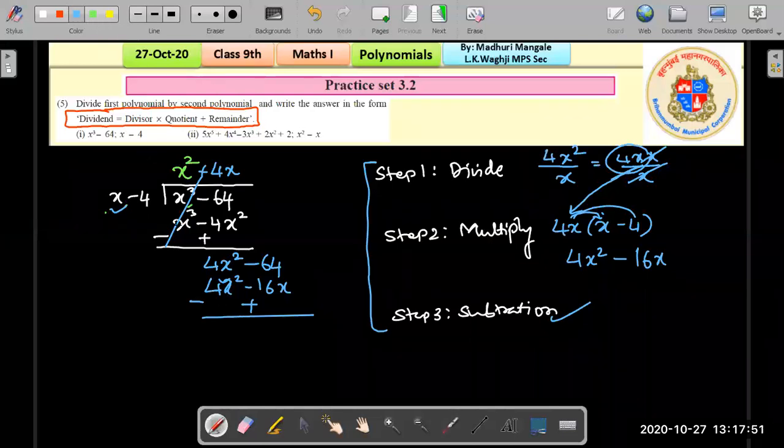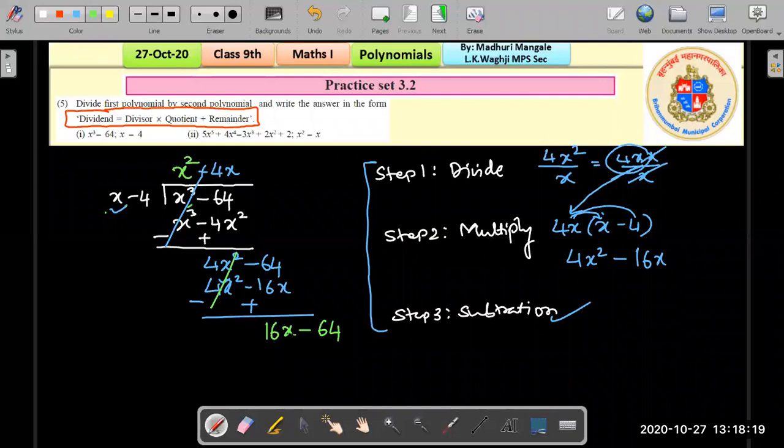So here combining will give us 4x squared, and negative 4x squared will get crossed out. We are left with positive 16x and negative 64. Are they like terms? No, they are not like terms, so we cannot combine them. We cannot add or subtract them. So we write it as it is. This is 16x minus 64. Again, just check, can we divide it further?